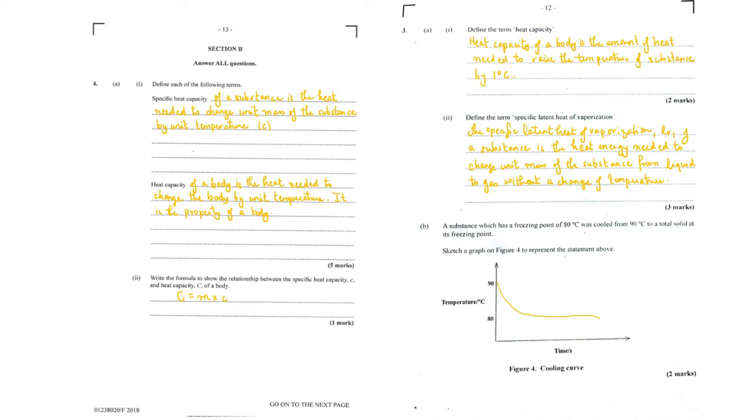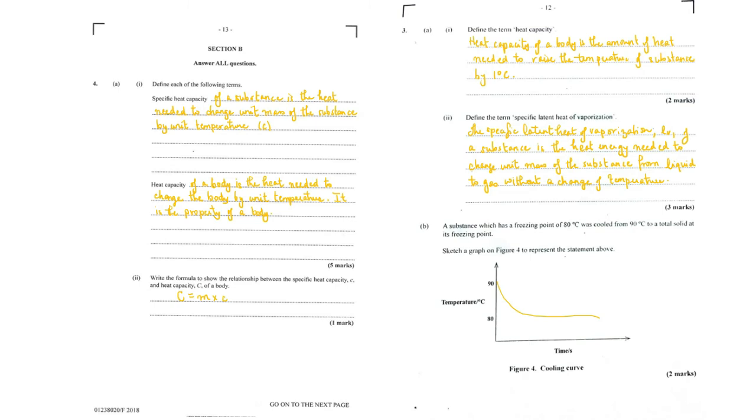All right, so let's do heat capacity. It says heat capacity of a body is the heat needed to change a body by unit temperature. It is a property of a body. Then it says, write the formula to show the relationship between the specific heat capacity, which is small c, and the heat capacity, which is big C of a body. And that is it there. Capital C equal to mass times small c. In other words, heat capacity equals mass times specific heat capacity.